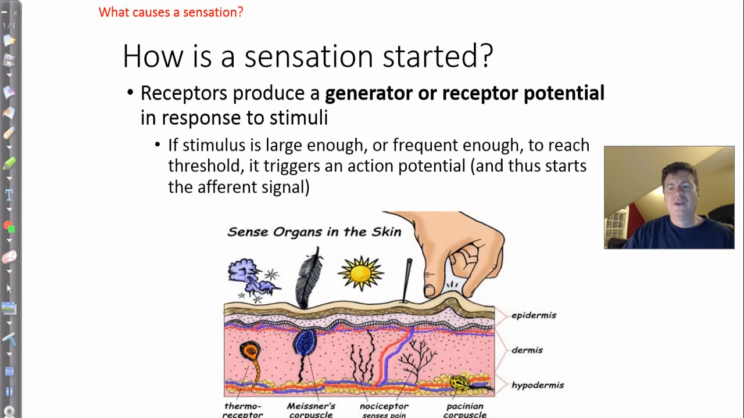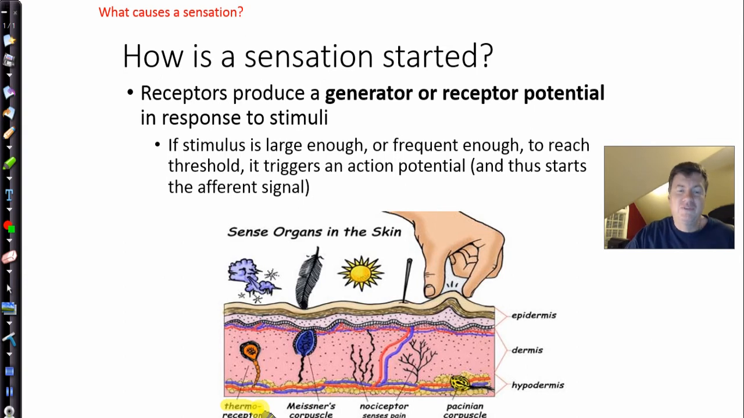Okay. So how does a sensation get started? If you think about this, when you see something or hear something, what's going on in a receptor to make it do something? Again, let's make sure we're clear on this point that a thermoreceptor can only detect temperature. It can't detect light. It can't detect pressure.